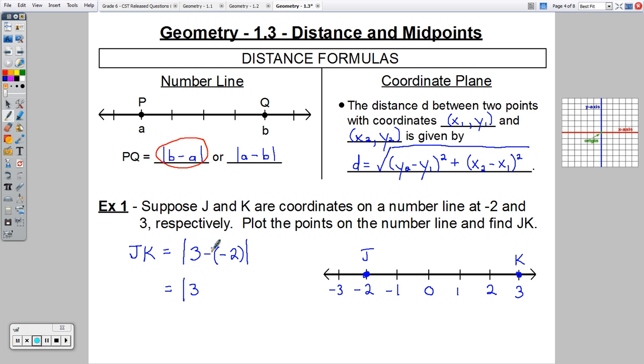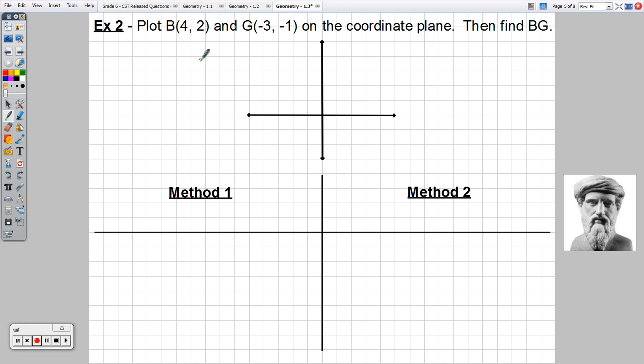Anytime you see a minus a negative, we change that to a positive. So 3 plus 2, that's the absolute value of 5, and that is just 5. So that is our final answer. A simple example to start. Should be pretty easy when you have one-dimensional things on the number line like that. Coordinate plane, a little tougher. Let's check one out like that.